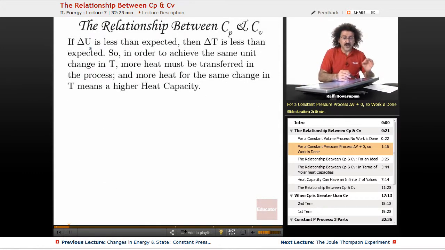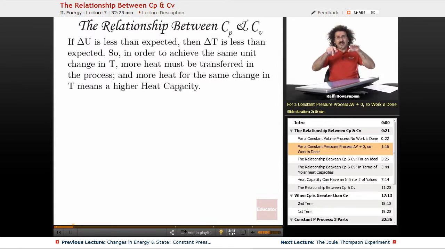Now, if the change in energy is less than expected, the change in temperature is going to be less than expected, because energy is a function of temperature. If the energy is less, the temperature of the system is less. Well, in order to achieve the same 1 degree increase in temperature, more heat has to be transferred during the constant pressure process. More heat for the same change in temperature means a higher heat capacity.